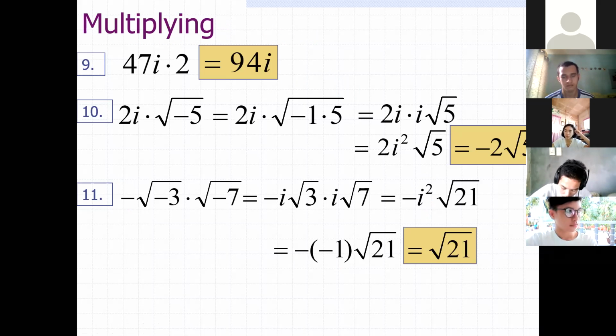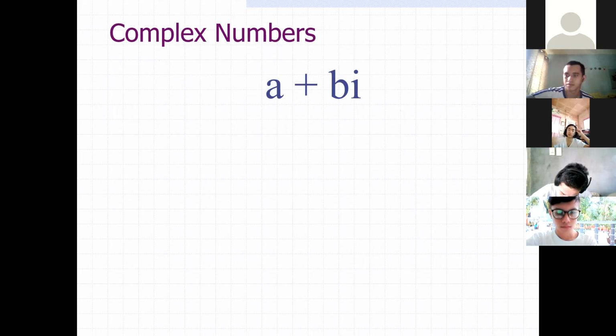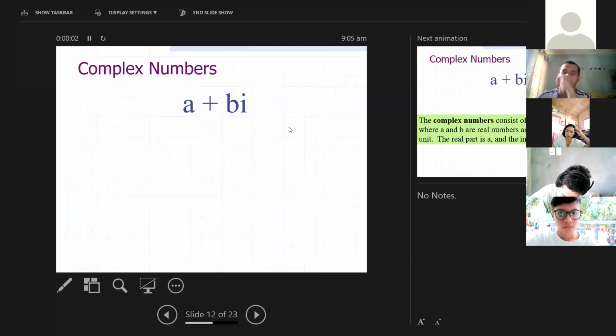Complex numbers. Okay, questions regarding powers of i? It's somewhere in the last part of your module. I started off with operations and radicals, class. Complex numbers are written as a plus bi. Take note, a plus bi is the representation of a complex number in standard form.